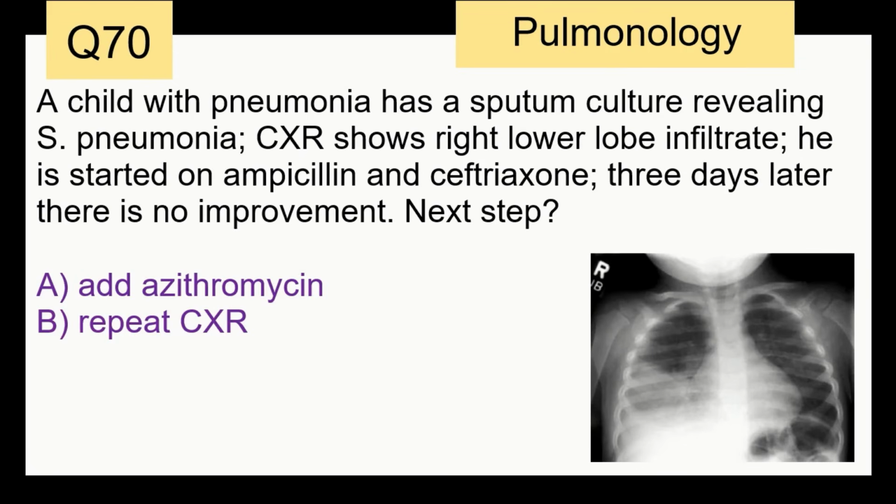Question 70. A child with pneumonia has had a sputum culture revealing strep pneumonia. Chest x-ray shows a right lower lobe infiltrate. He started on ampicillin and ceftriaxone. 3 days later, there is no improvement. What's the next step? We want to get a repeat chest x-ray.